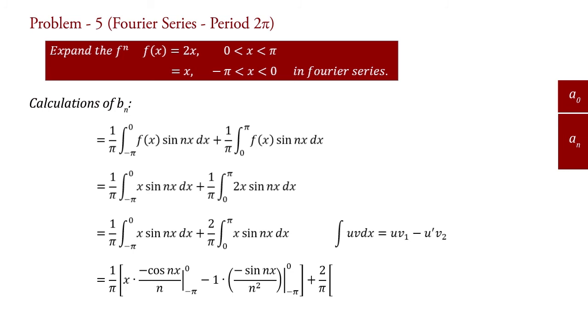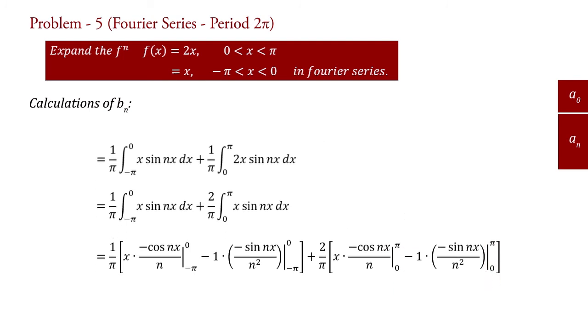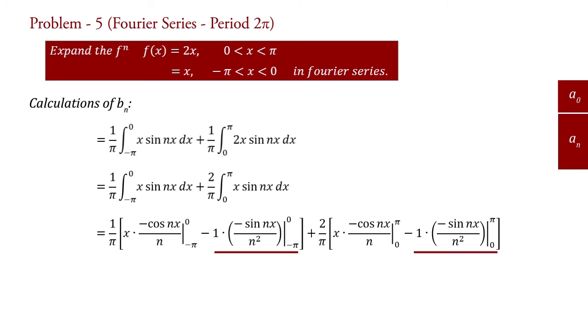Now you may find that both these terms are same except the limit of integration, that is this is x sin nx and this is also x sin nx. Here limit is minus pi to 0 and here it is 0 to pi. So we can write these terms as it is, and we will write here the limit 0 to pi and here also 0 to pi. Here these two terms become 0 because there are sine terms and limits are 0 and pi or minus pi. That's why these two terms equal to 0.